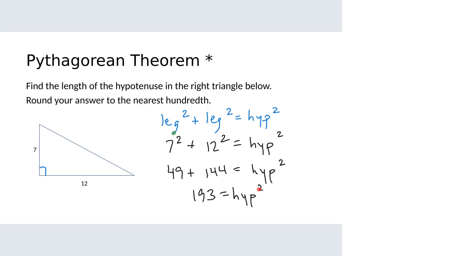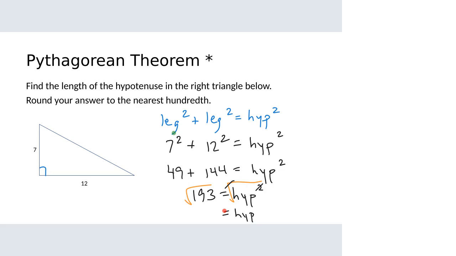We're close, but we're not quite done yet. We don't have the hypotenuse yet. Right now, what we have is the length of the hypotenuse if we were to square it. We've got to do one more step to get the hypotenuse by itself, so we're going to square root the right and square root the left. On the right-hand side, those cancel, leaving hypotenuse. On the left-hand side, we'll take the square root of 193.